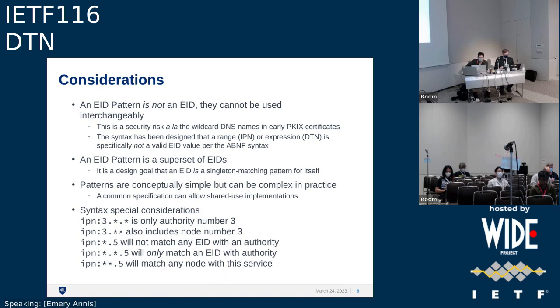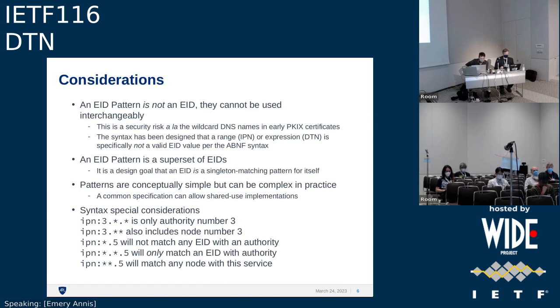Let's see. The last few things at the bottom right are trying to call out the scope of some of these patterns specific to IPNs. So ipn 3.star.star is actually the same as 3.star, being that it includes a node number 3. Going against this new draft of the IPN scheme, in this third example, note that there is no star at the beginning, therefore there is no authority.